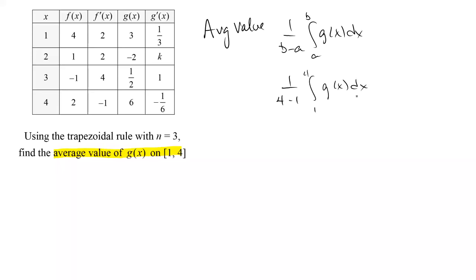The thing that makes this problem unique is that we don't have a symbolic representation of g of x, so we can't just find the antiderivative and use the fundamental theorem of calculus. We have to go to a numerical integration technique. And that numerical integration technique is called the trapezoidal rule. And the trapezoidal rule is going to be focused on evaluating that integral.